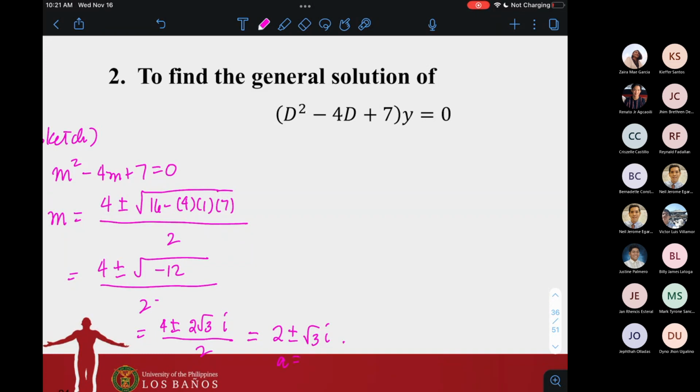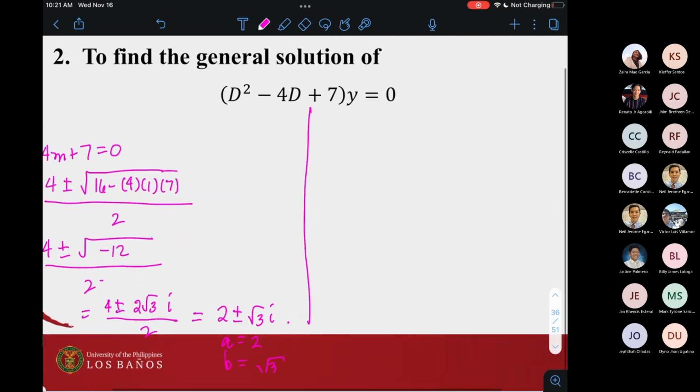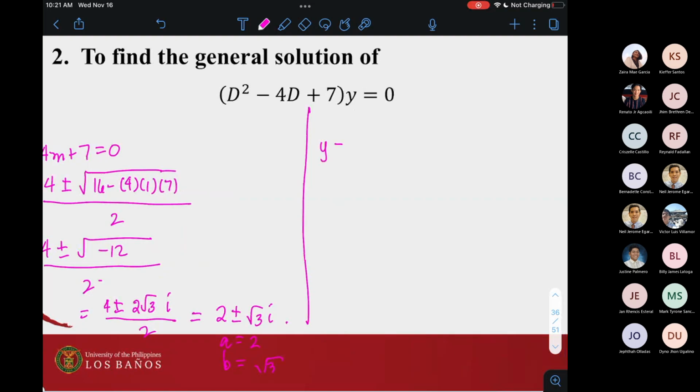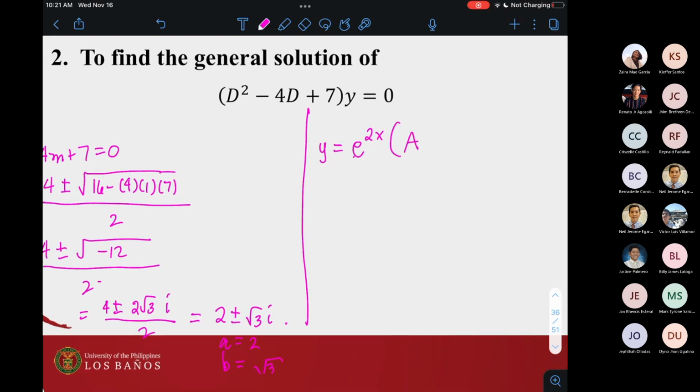So that means our a, which is the real part of the solution, is 2. And b would be the absolute value of the imaginary part of the solutions, so this is root 3. Okay. That's all we'll use to build the general solution of the GLDE. Therefore, the general solution to our GLDE is e to the ax, so it's going to be e to the 2x times a linear combination of cosine of bx plus a multiple of sine bx. Okay, so that's our solution.